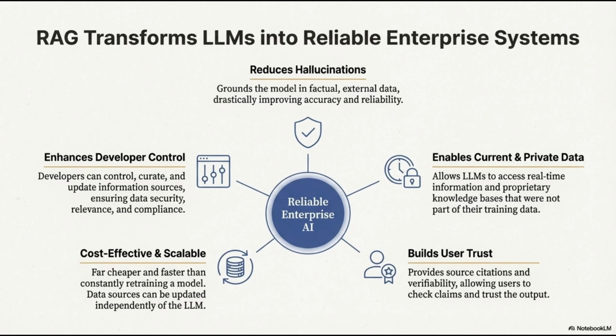So this is why RAG is becoming the standard for reliable enterprise AI. It solves the hallucination problem by grounding the model in fact. It allows you to use your private data securely. And honestly, it saves money. You don't need to retrain a model every time your policy changes. You just update the document in the database. Plus, because it cites sources, your users can actually trust what it says.